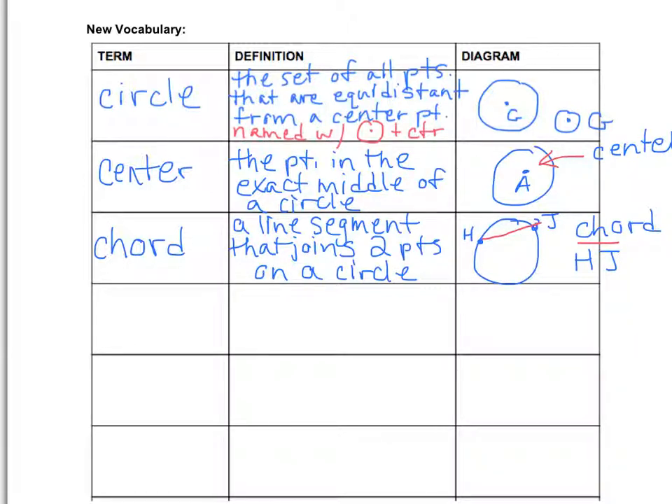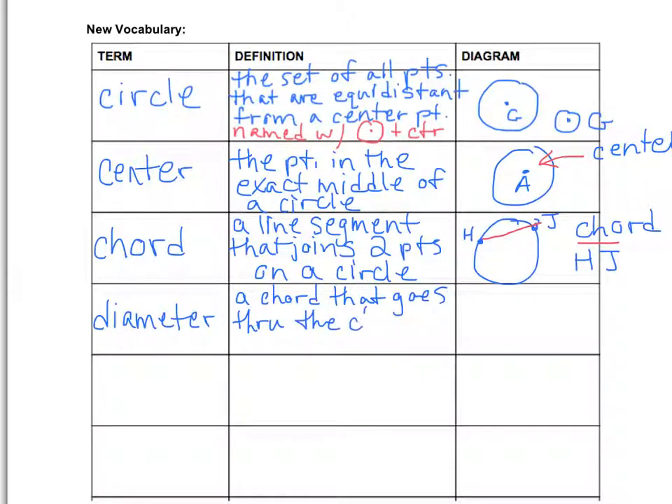Number 4 vocab word that we're going to work with today is diameter. And the diameter is a specific type of chord, so it's still a line segment joining 2 points, but it is specifically the chord that goes through the center of a circle. We can also call it the distance across the middle of a circle.